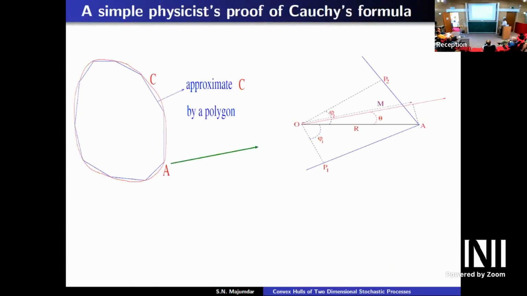So what's the proof? We go by physicists. Essentially you have a closed convex curve. First you approximate it by a polygon, and you take the number of vertices of the polygon to be very, very large, so that finally it approaches the convex curve. So let's look at this polygon. Now I just zoom in on some corner here, this corner A. I take any arbitrary point inside, it doesn't matter where the origin is. I draw this line here. Suppose this distance is R, and this is a very simple trigonometry proof. I draw the perpendicular, and suppose that this angle is phi1 and this angle is phi2.